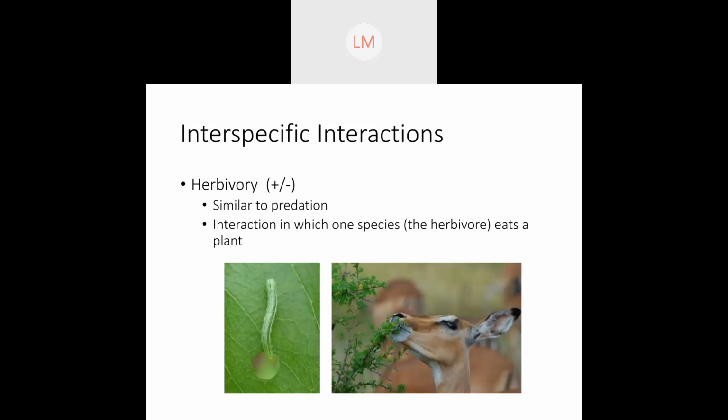Herbivory is very similar to predation, right? It's still this plus minus interaction, but rather than one species killing and eating what is called a prey animal, this is where one species, an herbivore, is eating a plant, right? It's still killing and eating the organism, it's just a plant rather than an animal. So very, very similar to predation.